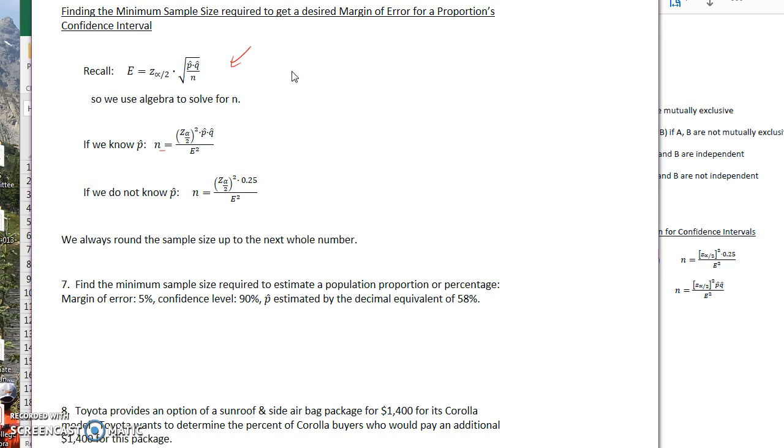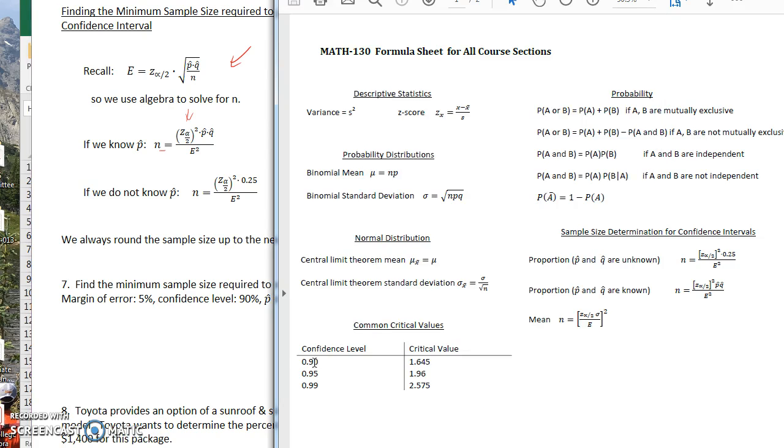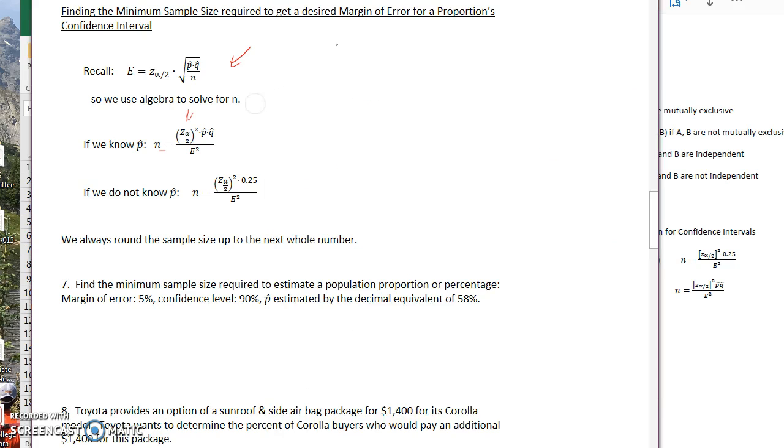I just want to remind you that this z alpha over 2 value, these are the critical values which can be found on the formula sheet for 90, 95, and 99% confidence. If we know p hat, or a sample proportion, we can use this one. If we do not know p hat, we're going to work with this one. We have to always round these up. So let's take a look at this first one.